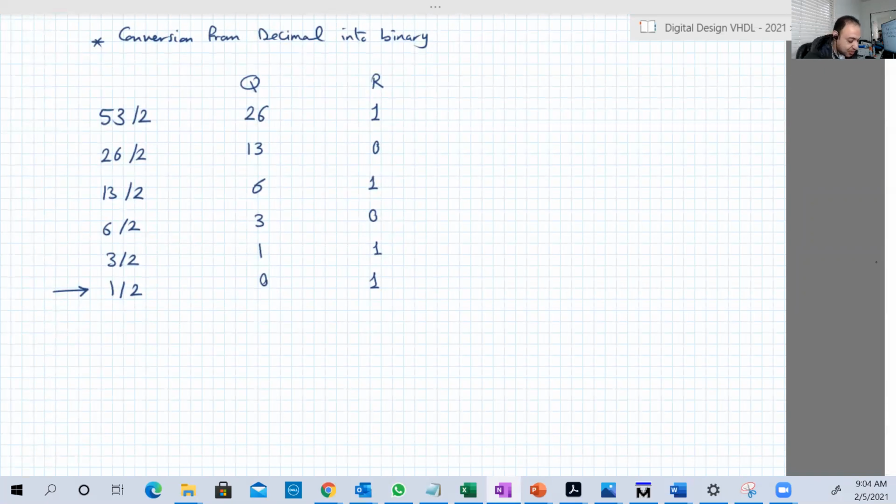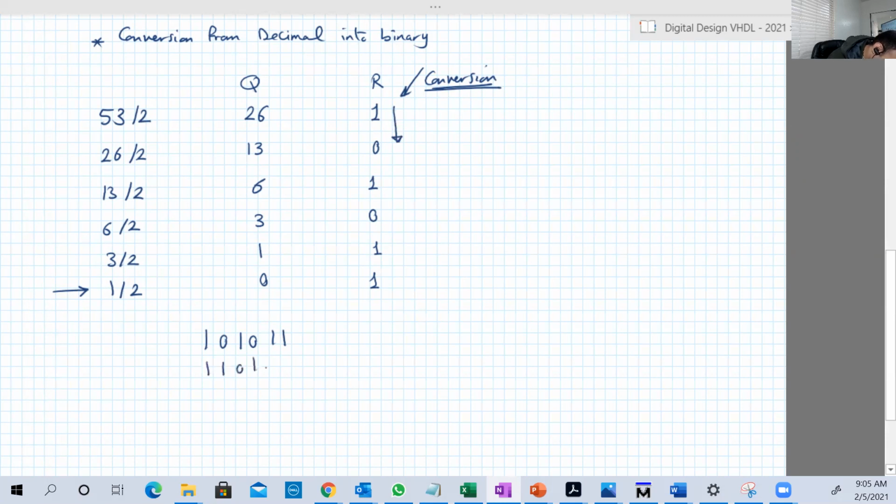Basically, it's the remainder, because as you see here, the remainders are always 0 or 1 in each operation, right? So this should be the conversion. Always the remainder is our conversion. Good. Now, should I write this number as 101011, I mean from top to bottom, or write it as 110101, I mean from bottom to top?